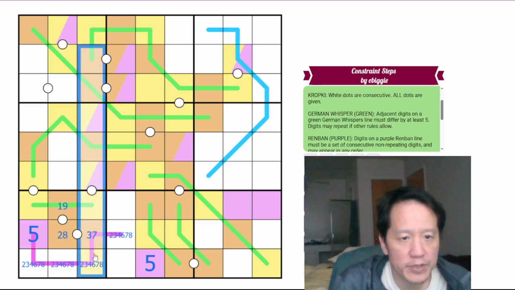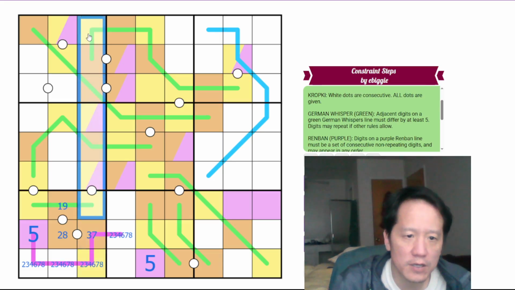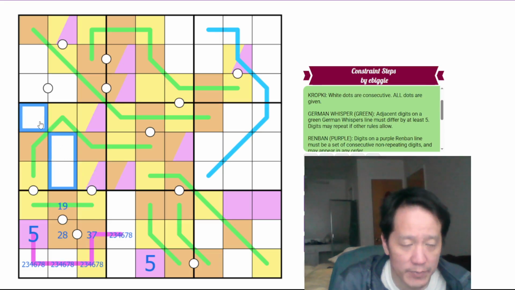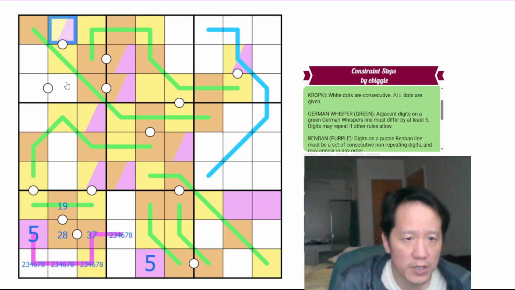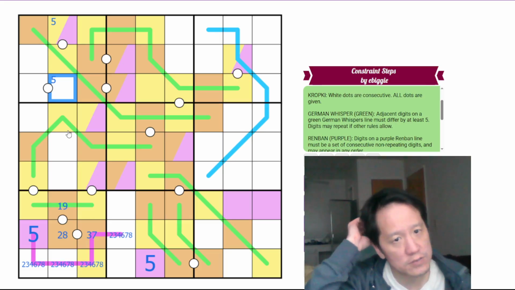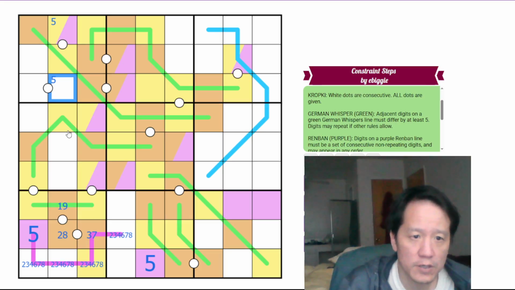Where is the pink in the rest of column 3? Has to be one of these two. Therefore, these cannot be pink. So the pink in column 2 has to be one of those two cells. Okay.